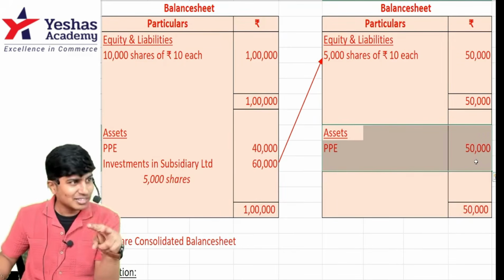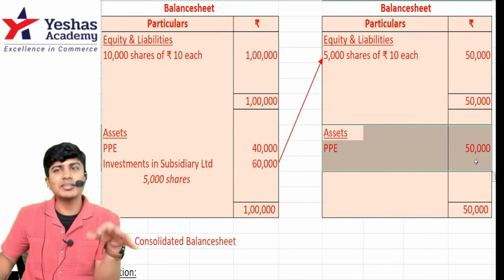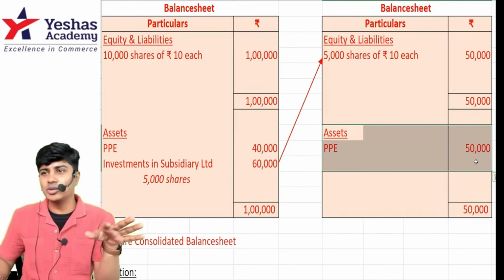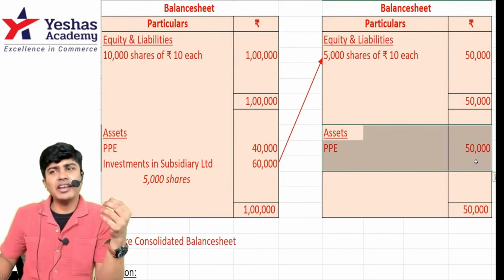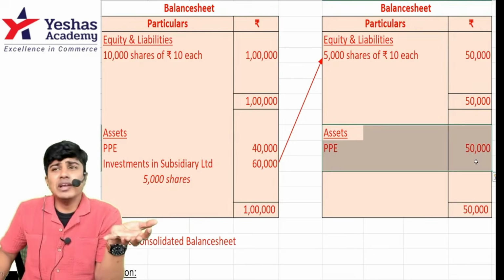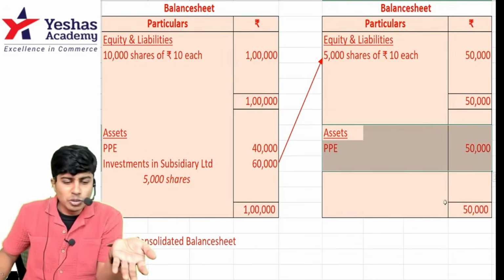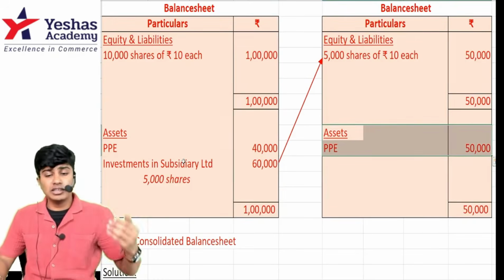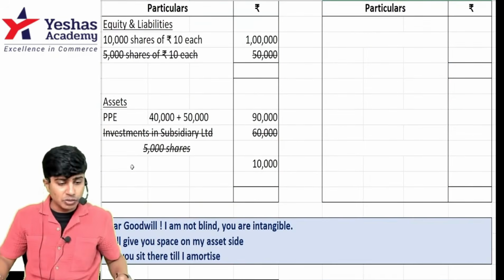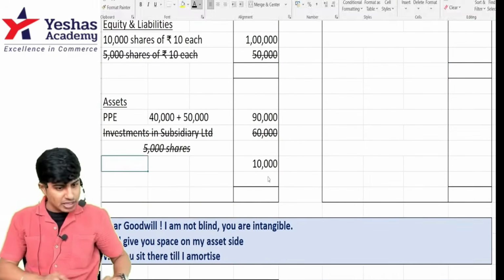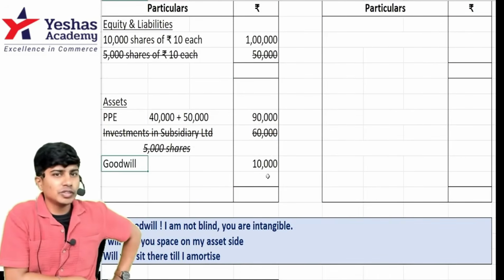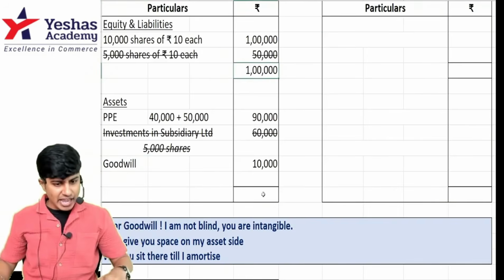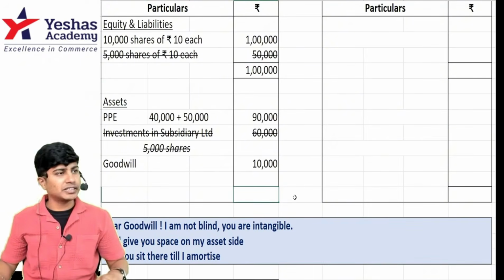You can't smell it either, but you can feel it. Do you feel that goodwill in the air? Yes. Why? You paid 60,000, but you got only 50,000 worth of PPE. You paid 10,000 but you don't see what you received. You understand? Now check the balance sheet. Does it tally? Yay, 90 plus 10, 1 lakh.